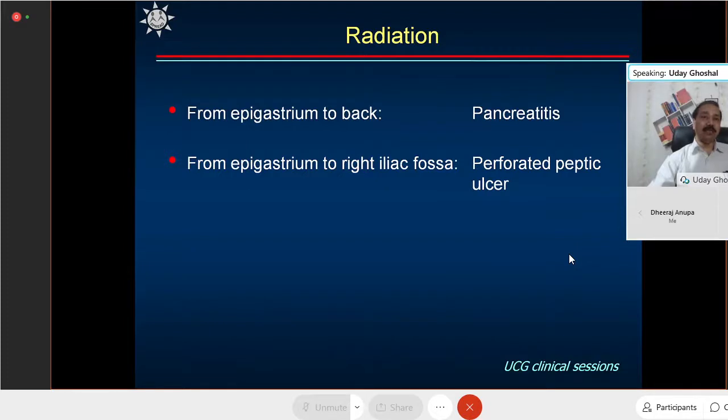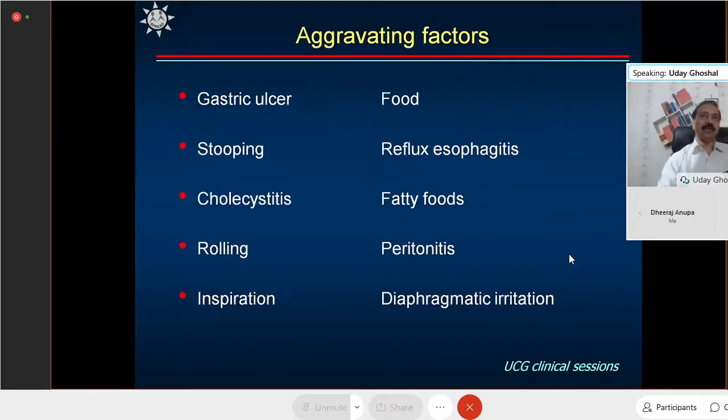I explained why. From epigastrium to right iliac fossa, perforated peptic ulcer. You know why? Because when the perforation of the peptic ulcer occurs, there is the hepatorenal pouch of Morrison, and if you see, it extends to the right paracolic gutter. Therefore, the right iliac fossa is the bottom of the right paracolic gutter. So there will be pain coming there.